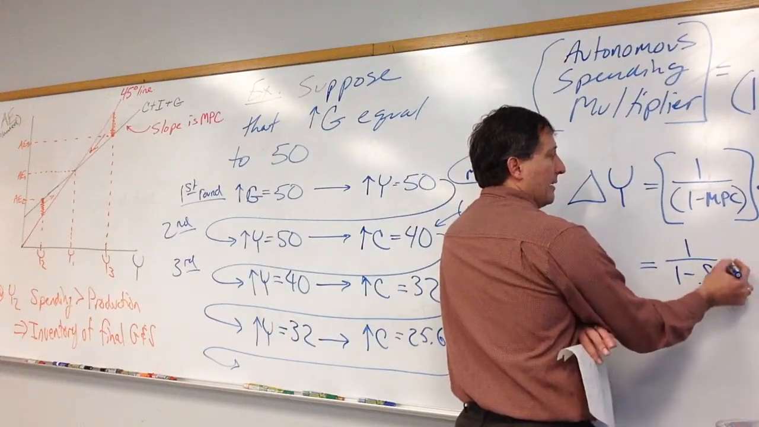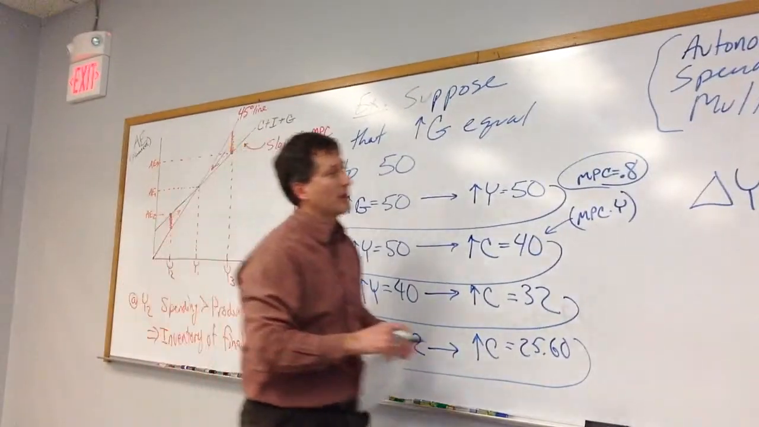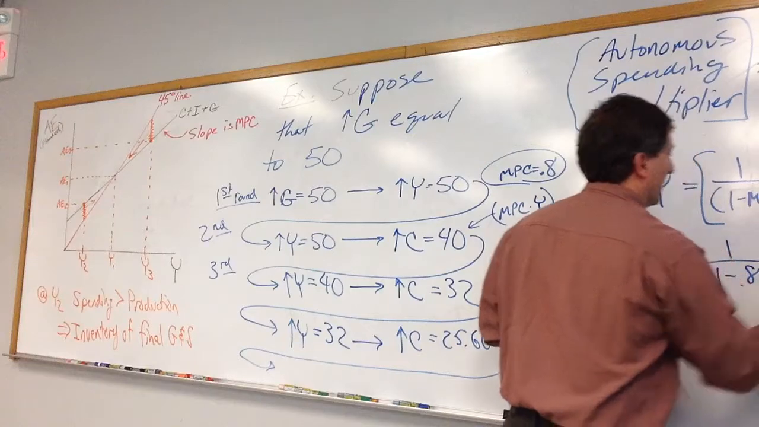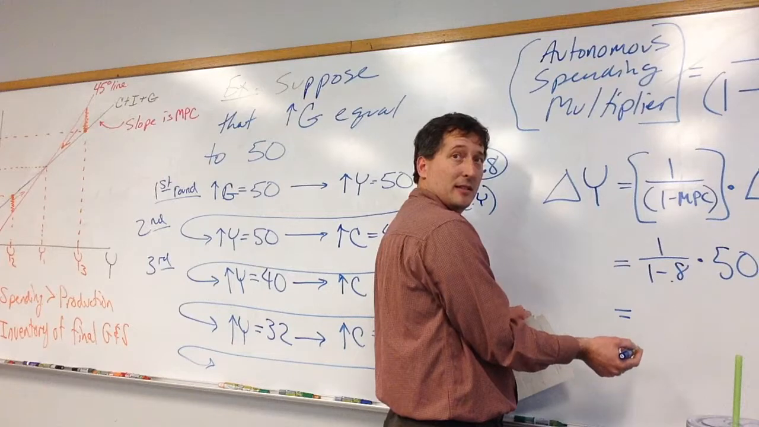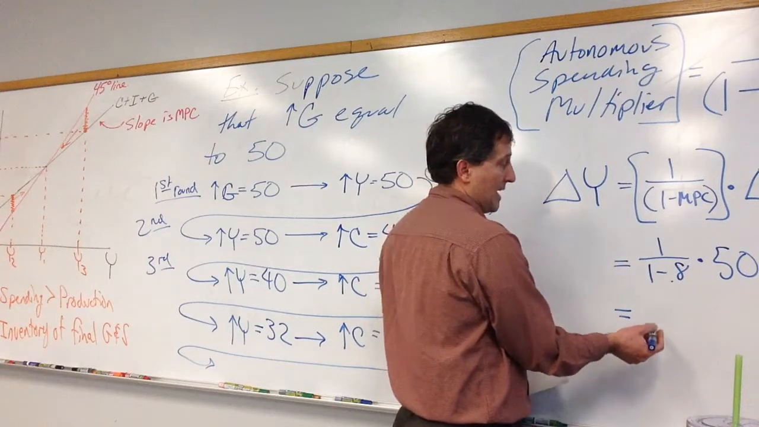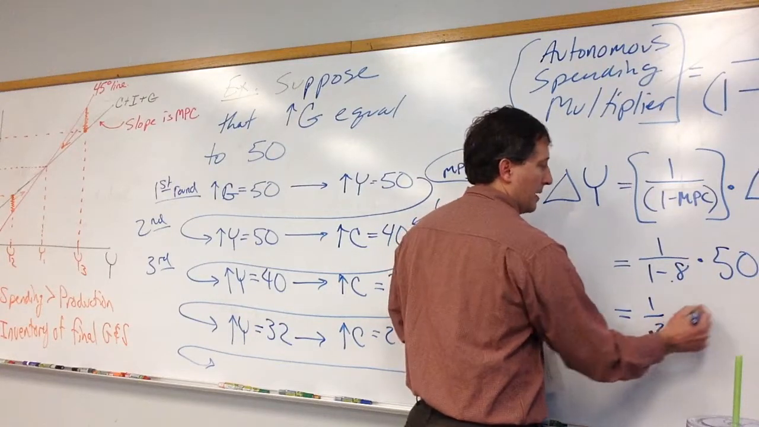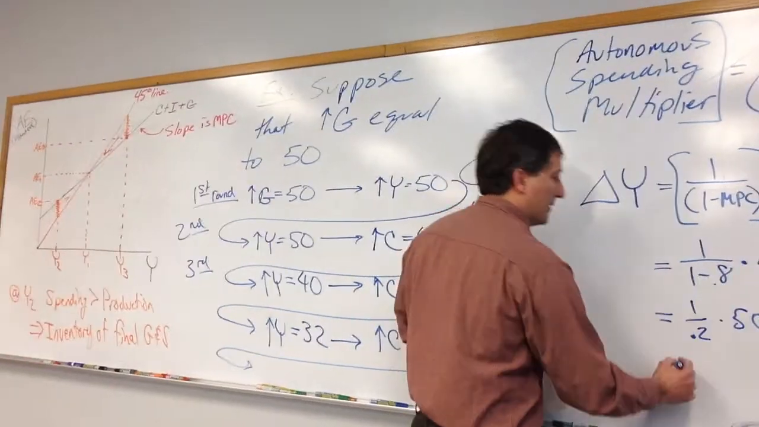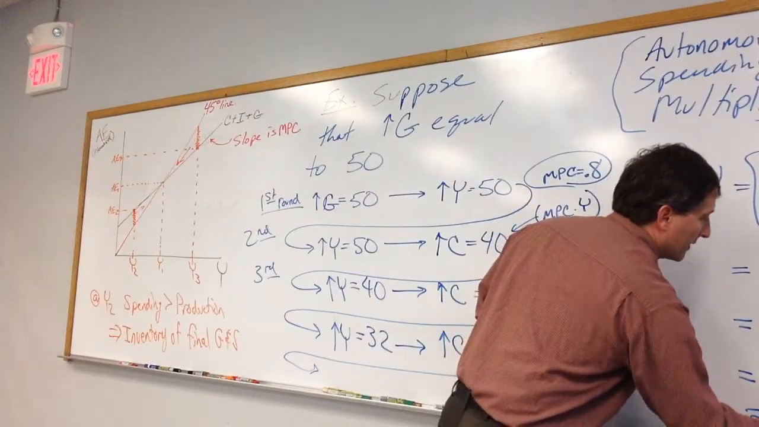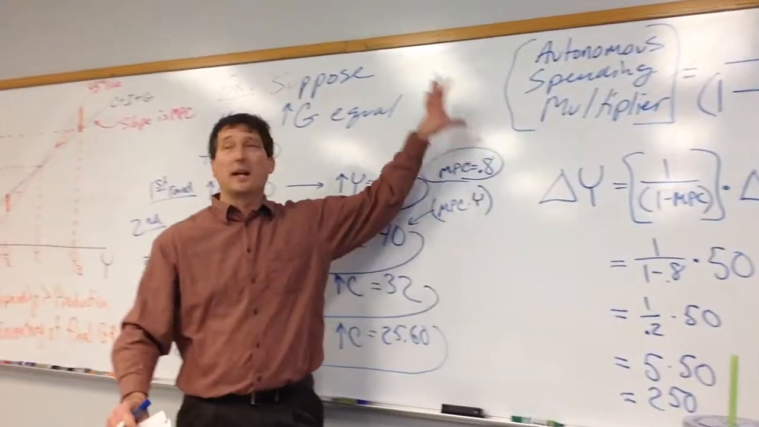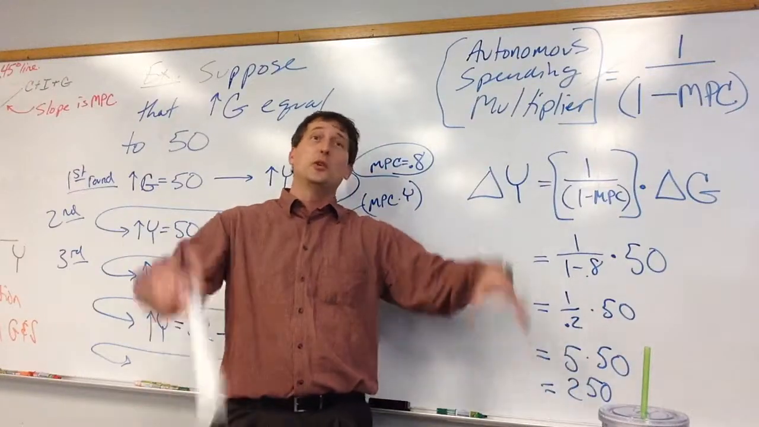And then my change in government spending was $50 million towards government weapons of mass destruction. So I get 1 over 0.2, which is 5. So if you do 1 over 0.2 times 50, you get 5 times 50 equals 250. So Obama spending $50 million leads to $250 million worth of new income.